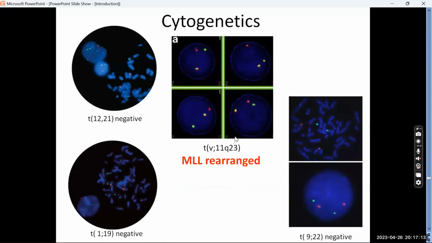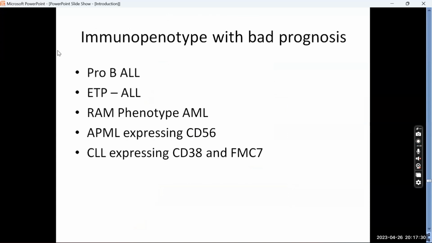So flow, not only in this case, in many cases, can give you a molecular abnormality. A classic example which we all know is APML. Though you get it by morphology, flow can also detect APML and give you an idea about the genetic rearrangement, 15-17, right? Similarly, many such cases are there. So, immunophenotype with bad prognosis.